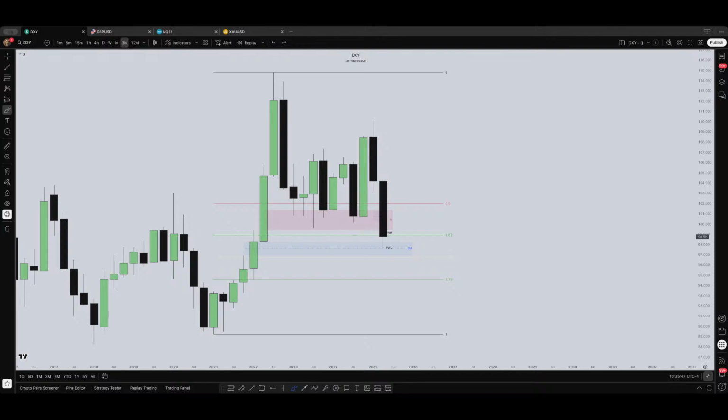Confluences, exactly. Thank you, man. So that's confluence when you have not only one thing, but you have two things or more. You have a confluence of ingredients or items that makes your analysis stronger.